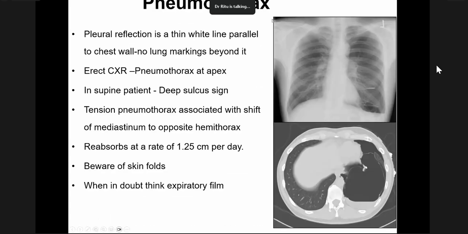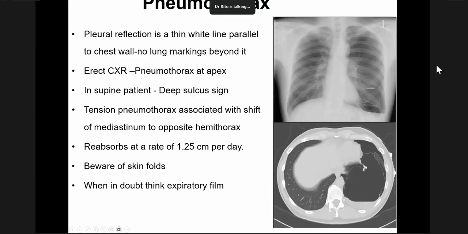So to start off, pneumothorax, which is a very common thing, and is the first thing that we look for in most radiographs in patients presenting with chest pain. What we are really looking for is the pleural reflection, which is a thin white line parallel to the chest wall, and we look for no interstitial markings or lung markings beyond that pleural line. As you can see here on the left, there's a very nice pleural line defined there.